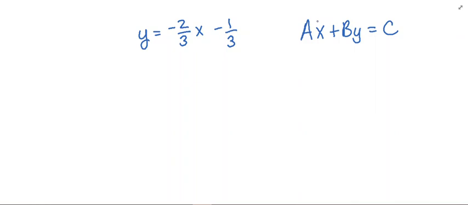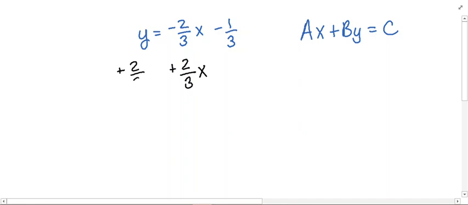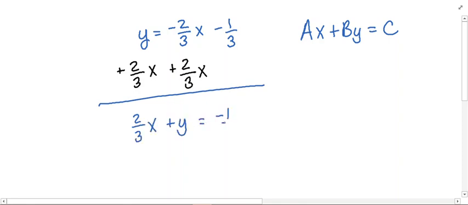So if I'm going to take my y equals mx plus b form, I'm going to start by moving the x piece over so that the x and y pieces are on the same side. We are subtracting 2/3 x on the right, so I'm going to undo that by adding 2/3 x to both sides. Whatever you do to one side, you have to do to the other. On the left, we end up with 2/3 x plus y equals negative 1/3.